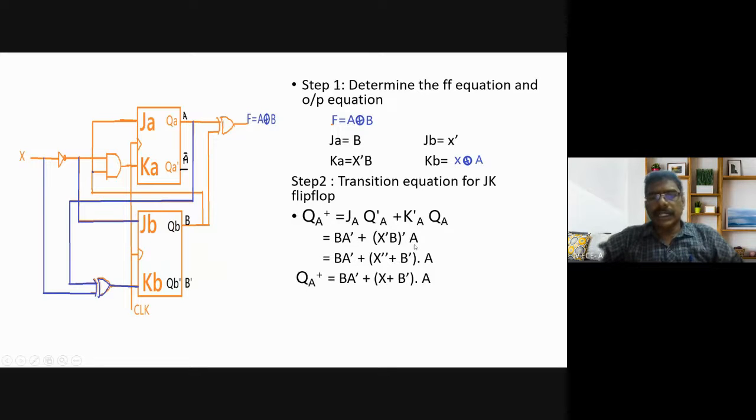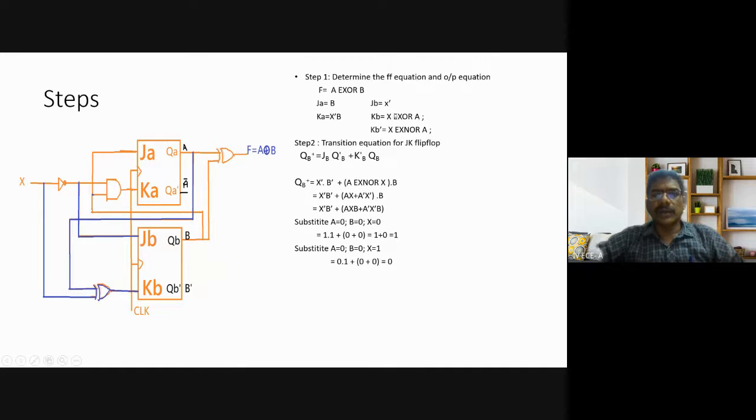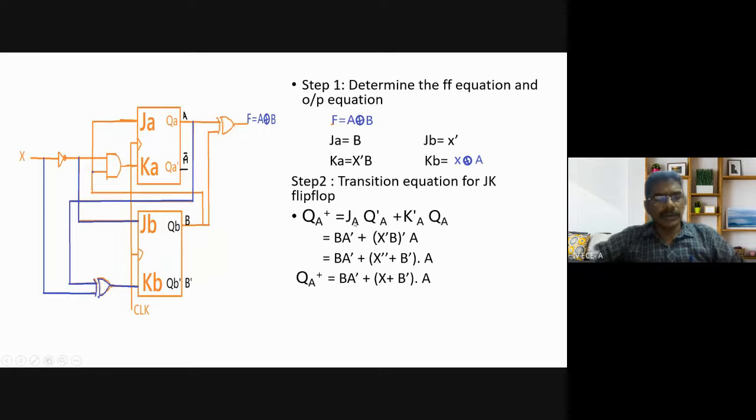So this is the general equation, and in this area you have to use De Morgan's law to break up this variable. So B into A dash plus x double dash plus B dash into A. This x double dash becomes x. So the final equation becomes x, B A dash plus x plus B dash into A. So we have to substitute the values.